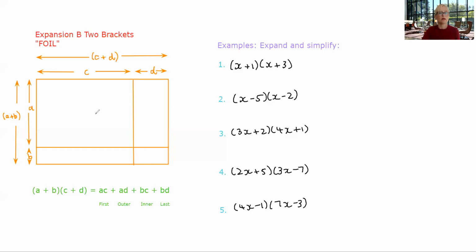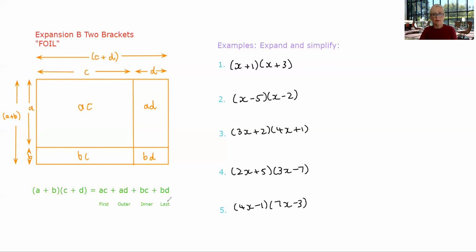Let's work out what the area of each of these smaller rectangles is. This rectangle here has width A and length C, so its area will be AC. This one here, width A, length D, so it'll be AD. This one down here is B by C. And this one down here is B by D.